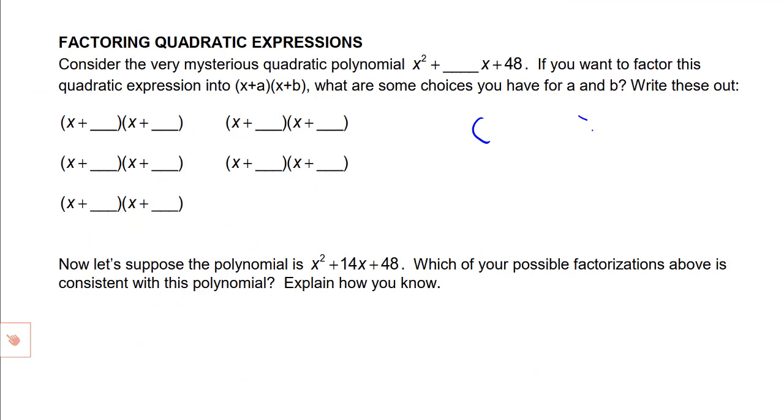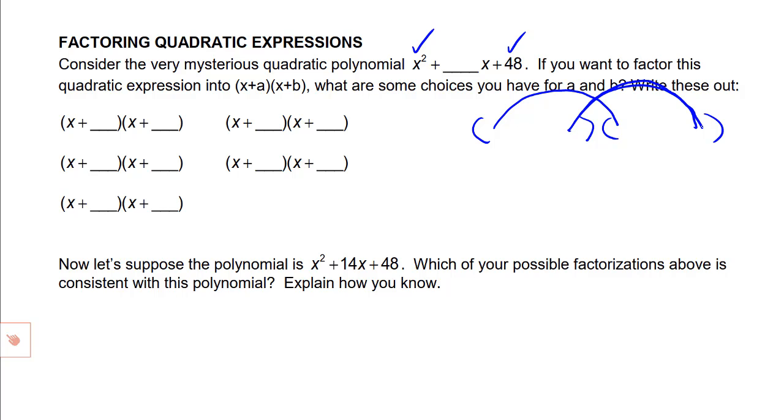When we distribute or multiply, right? This combination always gives us the first term. And this combination always gives us the last term. Last term. Third term.